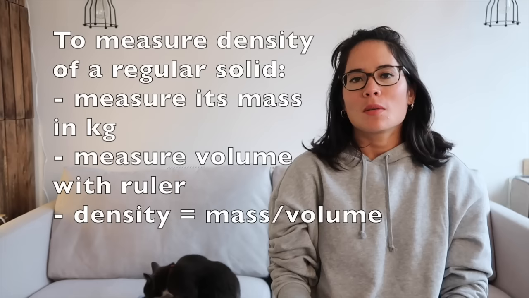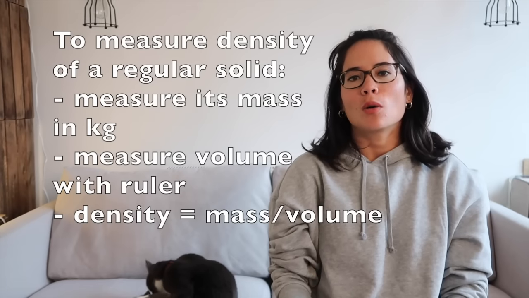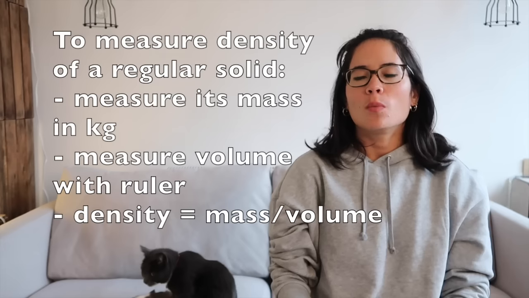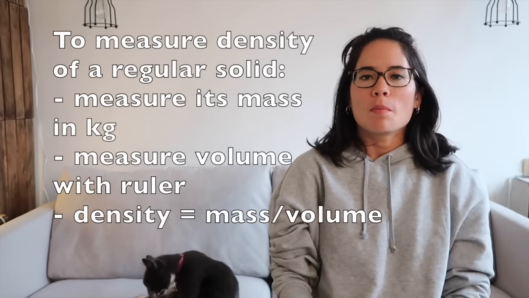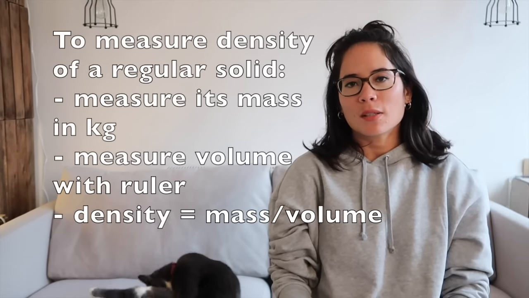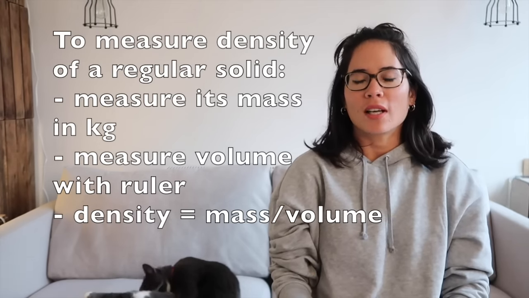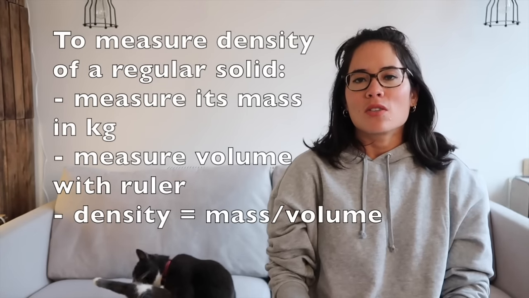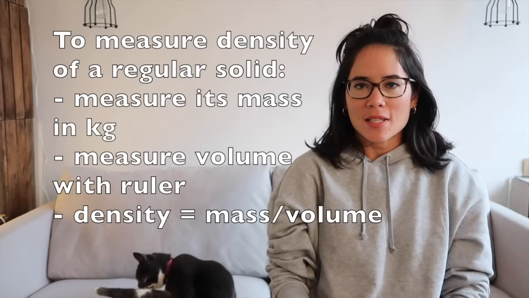Now what you want to do here is, obviously looking at the equation density equals mass over volume, you want to measure the object's mass using a top pan balance and get that measurement in kilograms. Then to measure the volume, we simply use a ruler. We measure the length, width and height, multiply those values together to work out the volume, substitute in your mass and volume values into the equation, and out pops the density.